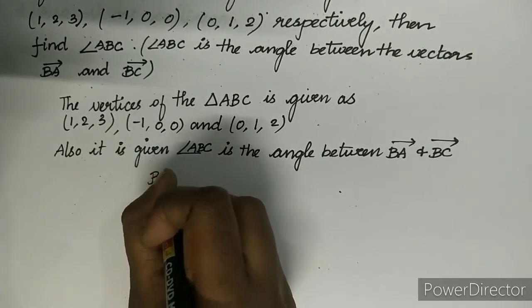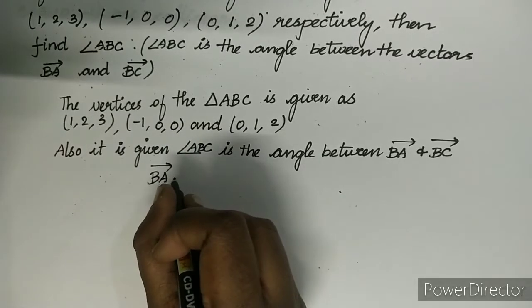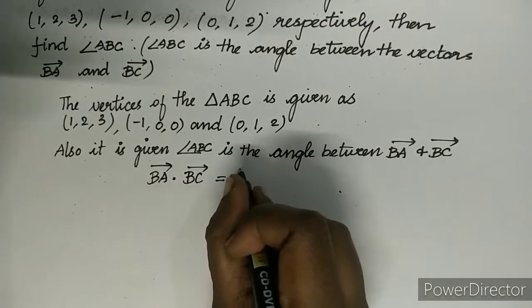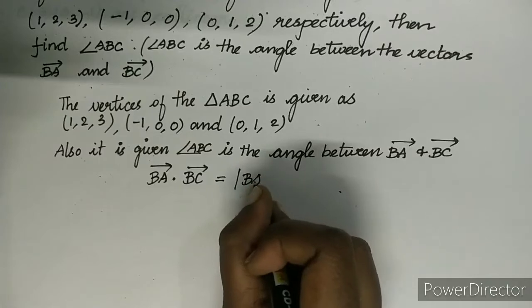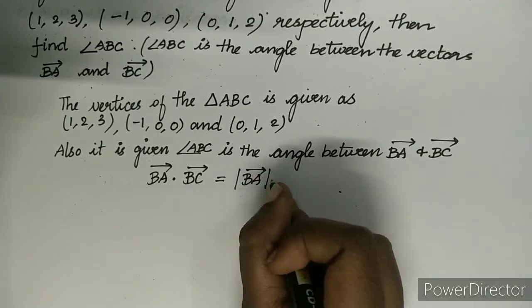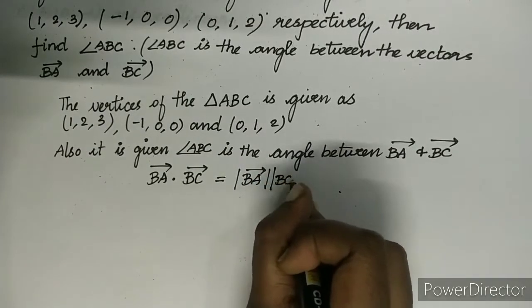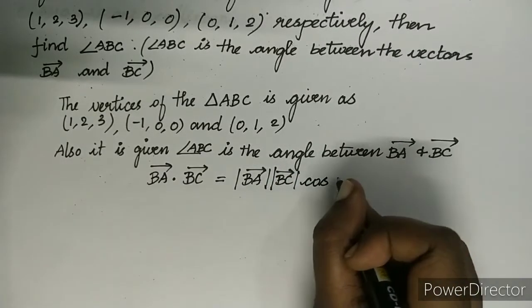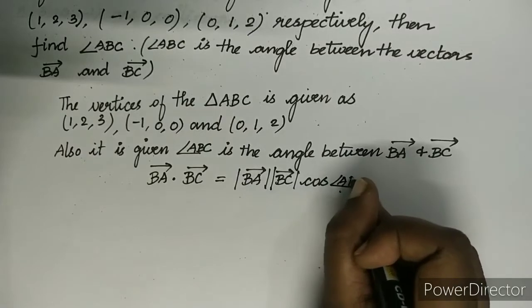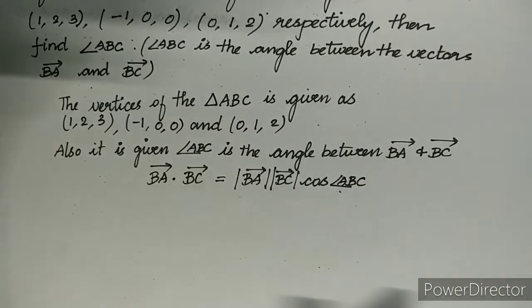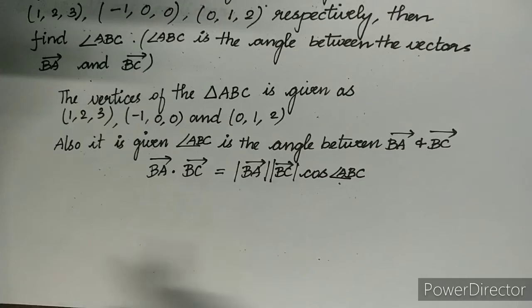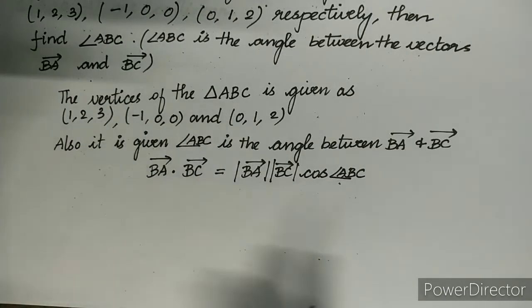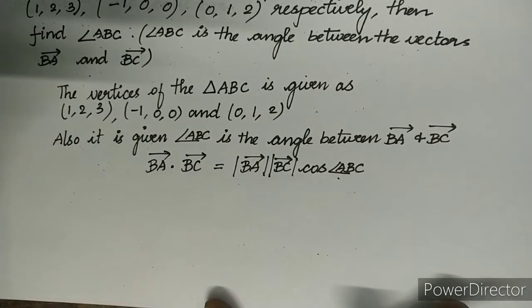BA vector dot BC vector is equal to magnitude of BA vector into magnitude of BC vector into cos angle ABC. Now before finding dot product of these two vectors, first using these 3 points we will find the vector BA vector and BC vector.